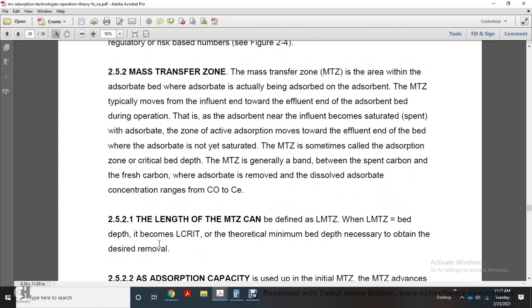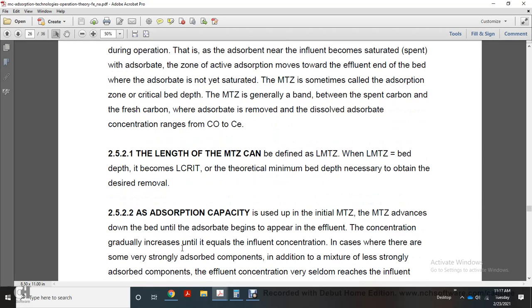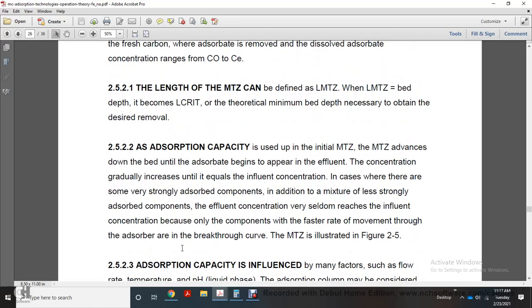The length of the mass transfer zone is defined as LMTZ. The length of the mass transfer zone is equal to the bed depth minus LCRIT, the theoretical minimum depth necessary to obtain the desired removal. As adsorption capacity is used up, the mass transfer zone advances down the bed until the adsorbate begins to appear in the effluent, which had been pure. The concentration gradually increases until it equals the influent concentration, although there are some very strongly adsorbed components. In addition, for mixtures with strongly adsorbing components, the effluent concentration very seldom reaches the influent concentration because of the components' faster rate of movement through the adsorber.